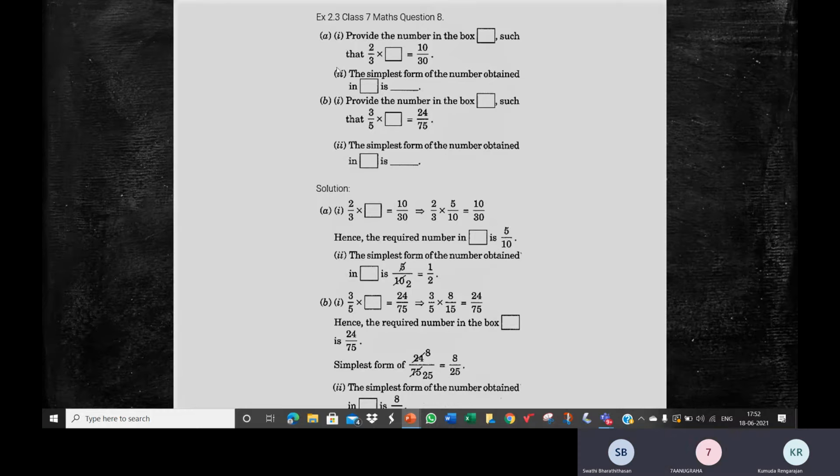Okay, and now in A we have two questions. The second one is: the simplest form of the number obtained in the box is what? So in this box, what number did we get? We got 5 by 10. What is its simplest form? 5 ones are 5, 5 twos are 10, so 1 by 2. So the simplest form of the number obtained in this box is 1 by 2.